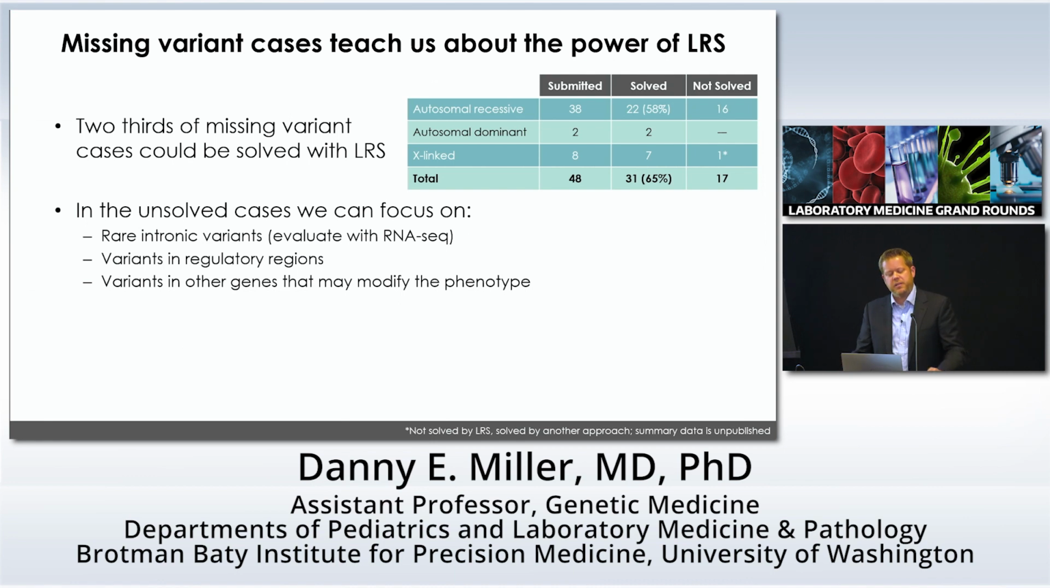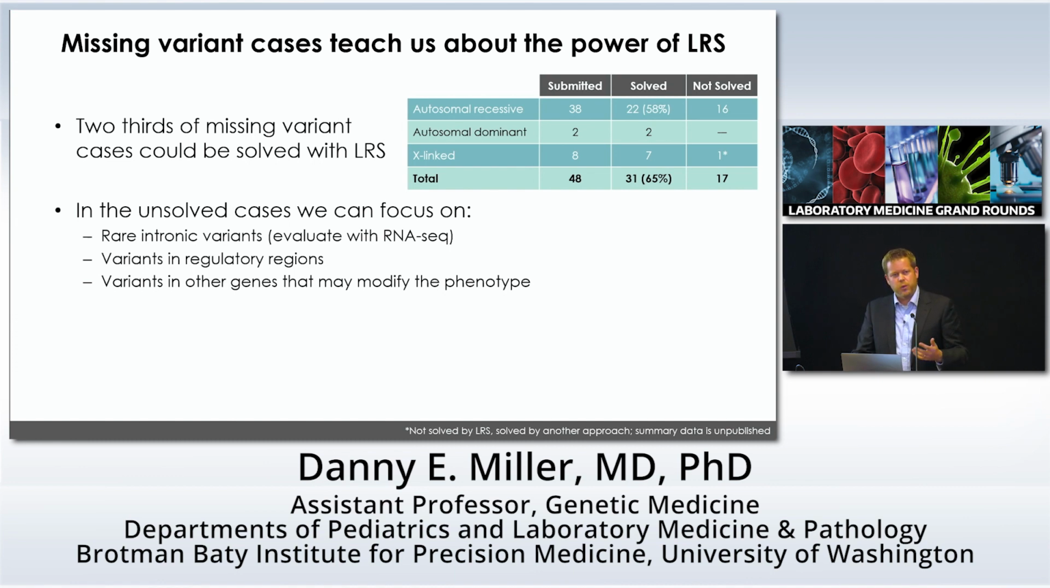I really like these missing variant cases because they teach us a lot about, first off, the power of long-read sequencing, but second, what we are missing with standard clinical testing, or what we are at risk of missing. At this point, I need to update this table. We've sequenced probably about 60 or so missing variant cases. About two-thirds of them we can solve using long-read sequencing.